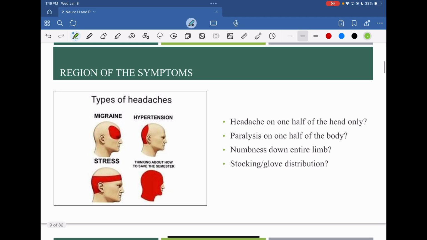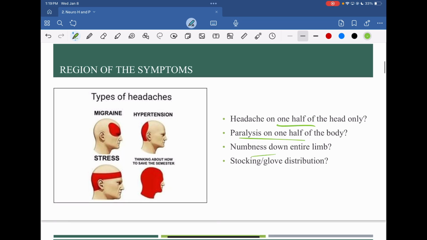Where? Is the headache only on one half of the head? Paralysis on one half of the body. Numbness, stocking-glove distribution. Where are they having their numbness and tingling? Where are they having their weaknesses already? I hope none of you are here already.